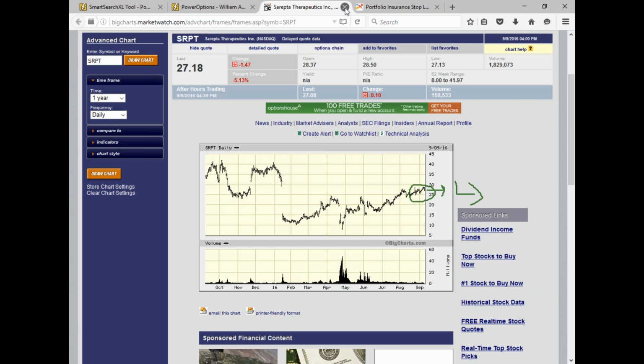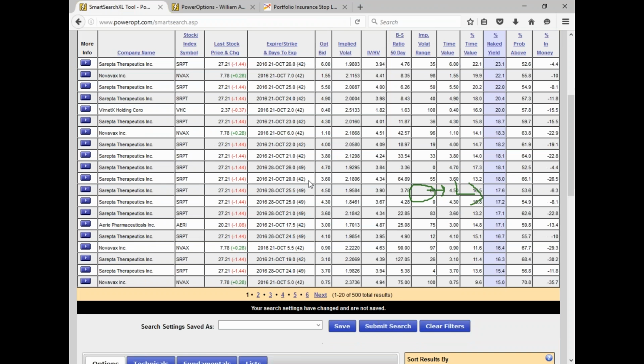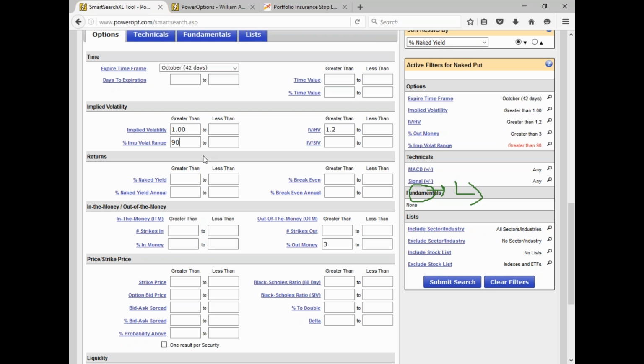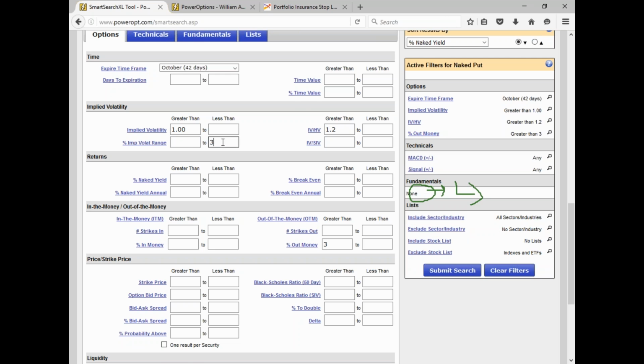Okay? And again, just as you saw, Eli, in the search here, we showed you how to use the implied volatility, how to use the IV over HV to look for overvalued options. I could put specifically to just look for stocks when I'm selling that are above 90% of their implied volatility range, so I'm hoping it's going to revert back to the norm. And if I'm buying, I might look for ones that are less than 30.